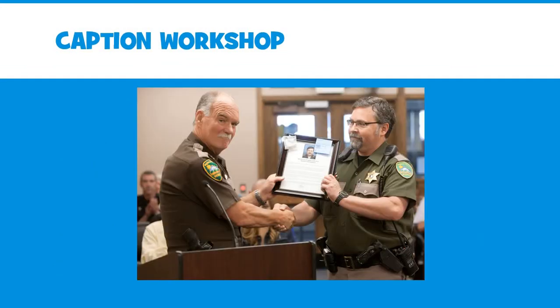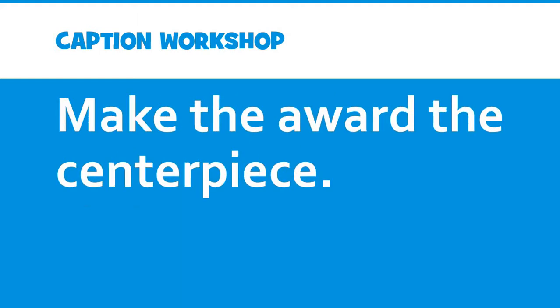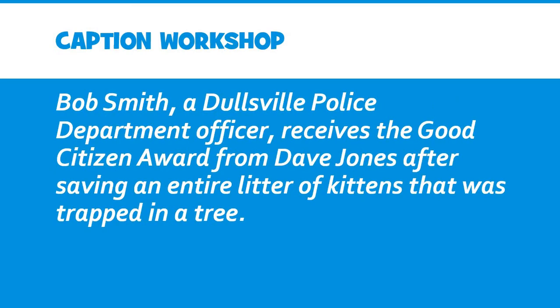It's when someone hands someone else an award and pauses for a photograph and shakes their hand. The reason these are so awful and boring is that they end up with really boring captions, like Bob Smith smiles as he's handed an award. Who cares? No one cares. So why not consider making the award the centerpiece of the caption? Bob Smith, a Dullesville Police Department officer, receives the Good Citizen Award from Dave Jones after saving an entire litter of kittens that was trapped in a tree. So we actually make it about the award itself.